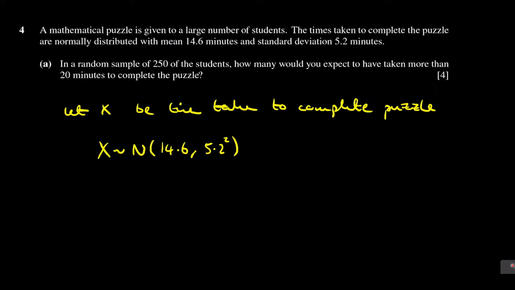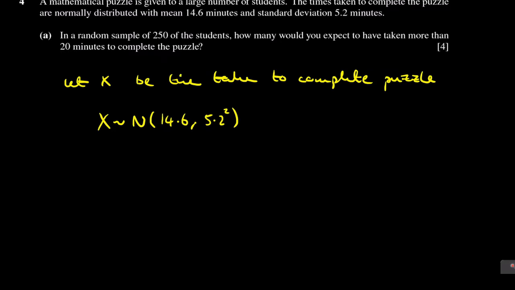Okay, part A. In a random sample of 250 of the students, how many would you expect to have taken more than 20 minutes to complete the puzzle? In other words, what we're being asked to find really is the probability of taking longer than 20 minutes to complete the puzzle. So we want to find the probability that X is greater than or equal to 20.